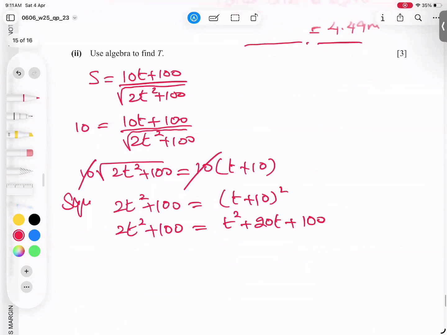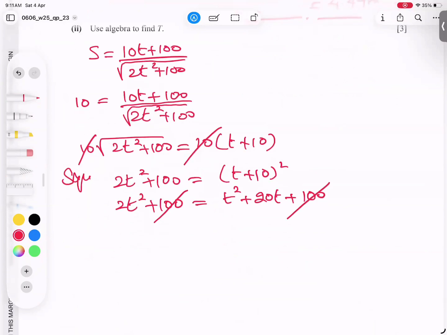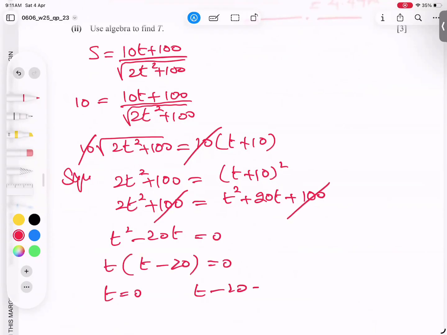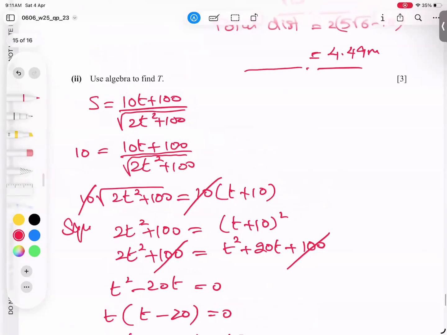Okay, now I can see 100 cancels out. So both values will go to the left side. So I got t square minus 20t equals 0. What is common from here? t common. So I'm getting two answers, t equals 0 or t minus 20 equals 0. But t equals 0 is not possible and this is possible. So we got 20 seconds, when he was asking us when it turns back to the same point. Because same point, this is where we got the answer.